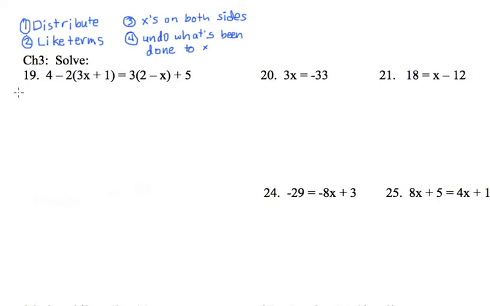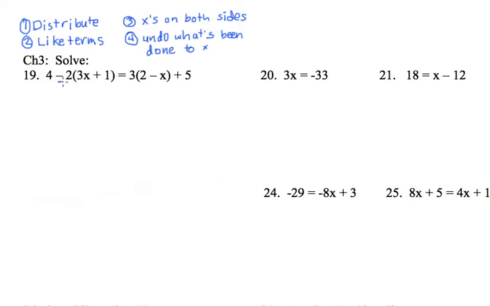Chapter 3 does solving equations. So when you're done, you should end up with an answer like x equals 2, something like that. When I get a really long one, like number 19, I like to follow these 4 steps kind of as a checklist. The first thing I'm going to do is distribute.